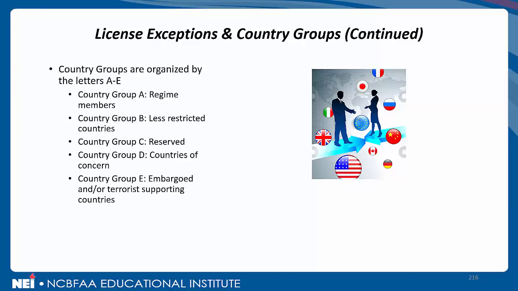We'll see that again with a lot more emphasis in just a couple of slides. Country group C is reserved. There is no country group C right now. Country group D, countries of concern. As the name would indicate, these are countries that we're a lot more worried about in terms of them getting their hands on controlled items. And then country group E, embargoed and/or terrorist supporting countries. We're going to look at each country group right now.